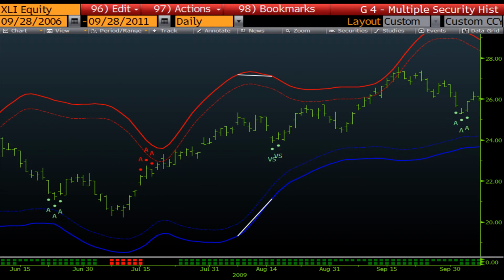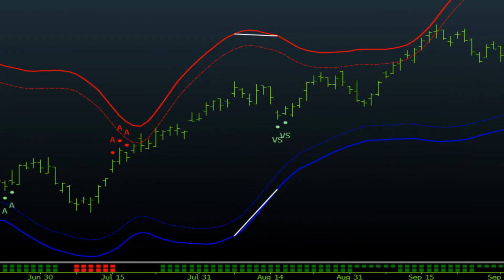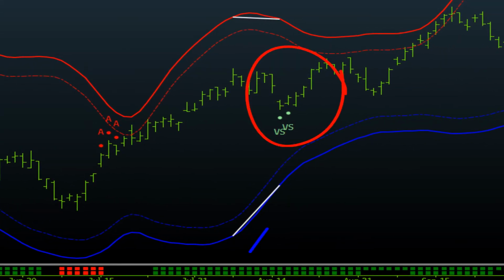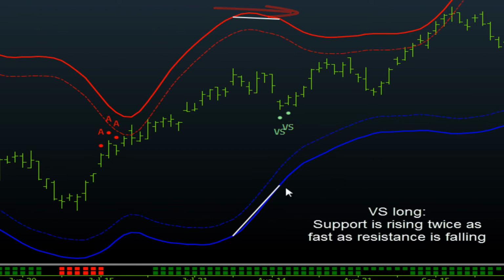This is an Adeo long with a volatility shift condition. That condition means that the lower N band is rising rapidly, while the upper N band is not falling rapidly. Okay? Now, for a long condition, what has to be met is that the lower band is rising twice as fast as the upper band is falling.